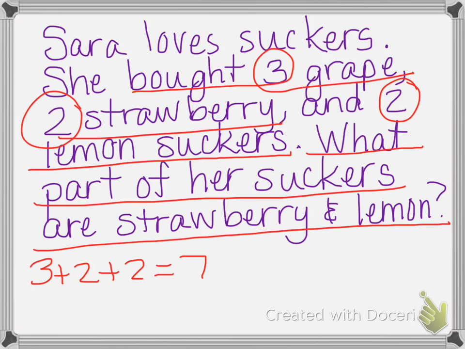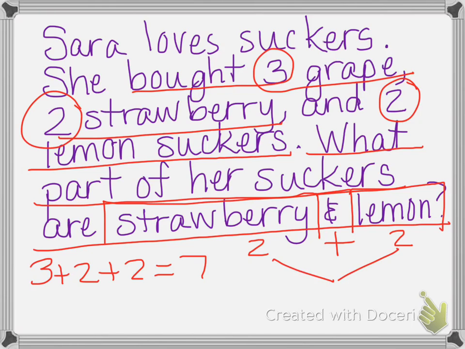Okay, now we have to be able to describe the fraction that shows that set. So the fraction is where we have to look at the keywords in the question. We know that we are looking for the facts for strawberry and lemon. So we know we have to add together just the strawberry and the lemon. And strawberry's fact is 2. Lemon's fact is 2. So 2 plus 2 makes 4. So the fraction of this set of suckers that is strawberry and lemon is 4 out of 7, or 4/7.